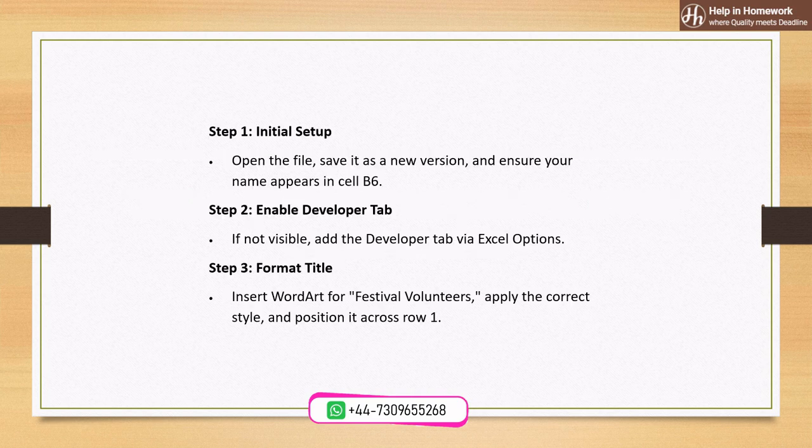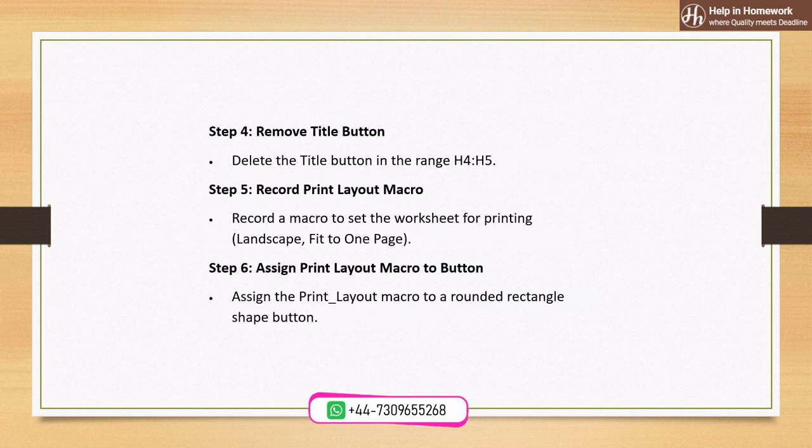Step 1, Initial Setup. Open the file, save it as a new version, and ensure your name appears in cell B6. Step 2, Enable Developer tab. If not visible, add the Developer tab via Excel options. Step 3, Format Title. Insert WordArt for Festival Volunteers, apply the correct style, and position it across row 1.